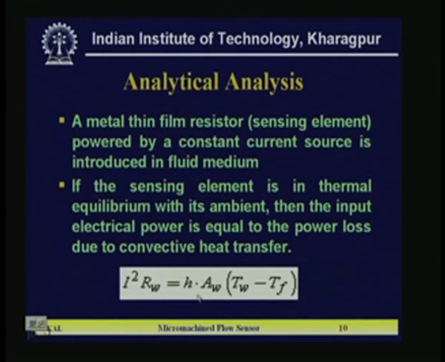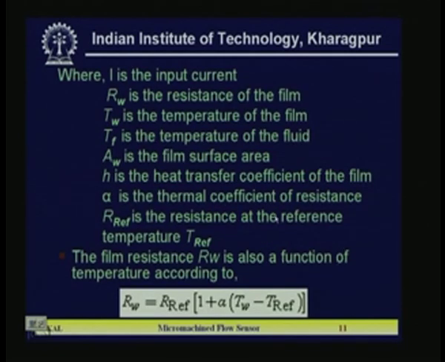Now, this I square R power must be equal to H into AW into (TW minus TF). This H stands for the heat transfer coefficient of the film, TW is the temperature of the film, and TF is the temperature of the fluid. So, TF is the temperature of the fluid and TW is the temperature of the film, and H is the heat transfer coefficient of the film.